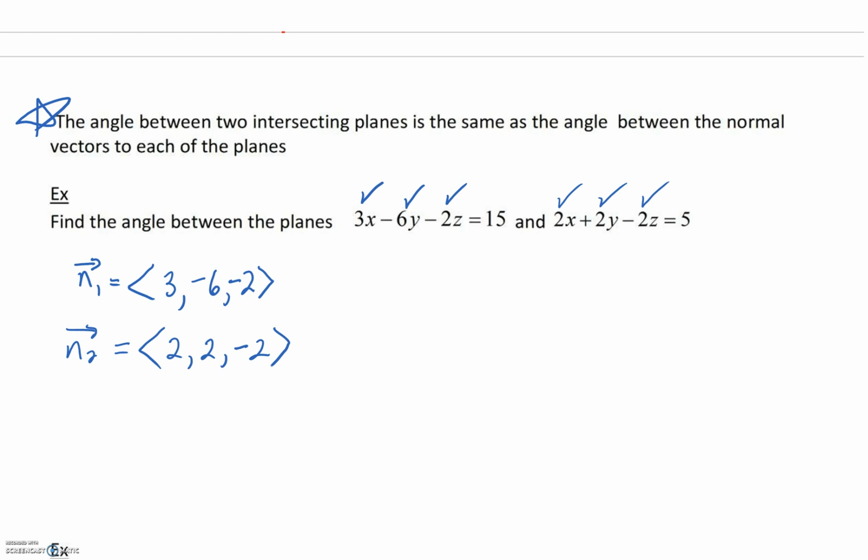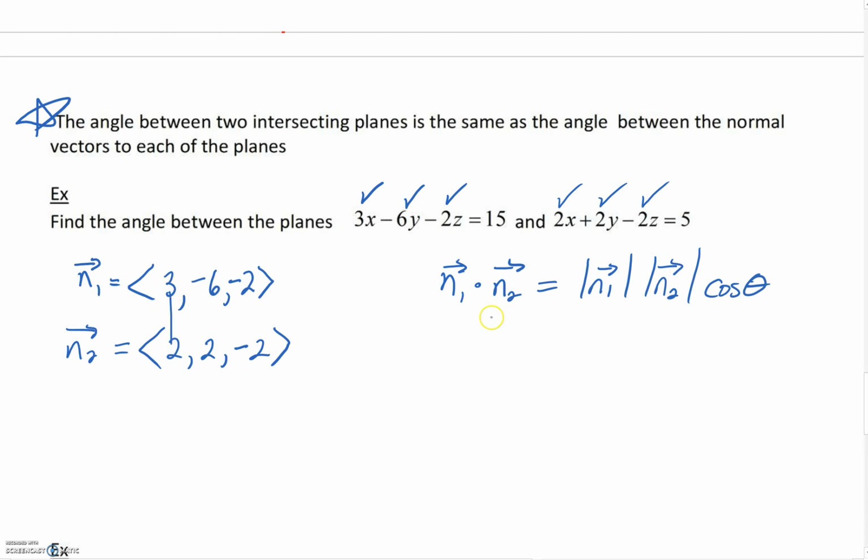And the way we can do that, very simply, is through the dot product. Just a nice review, N1 dot N2 is going to be the length of N1 multiplied by the length of N2 multiplied by the cosine of the angle between them. And if we can just work this out, then we'll be good to go. The dot product: 3 times 2 is 6, -6 times 2 is going to be -12, and of course -2 times -2 is a 4.